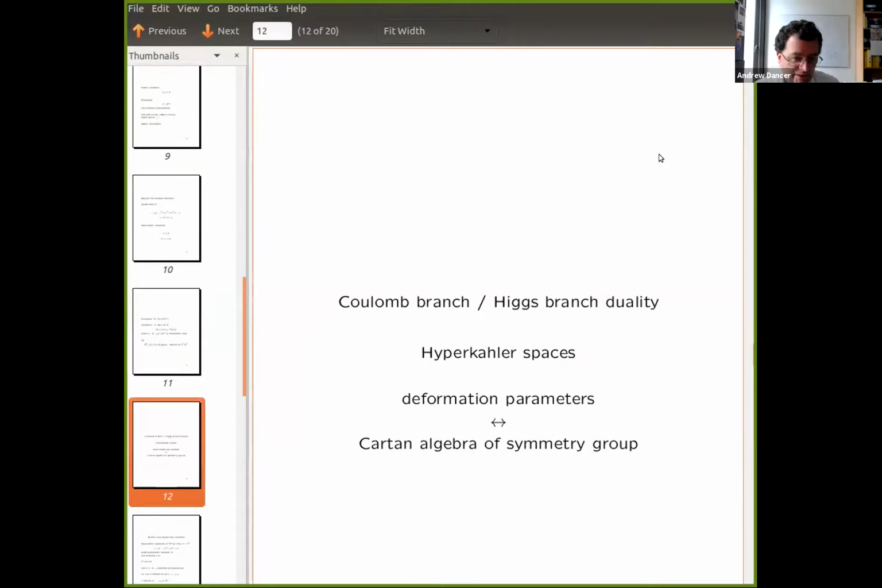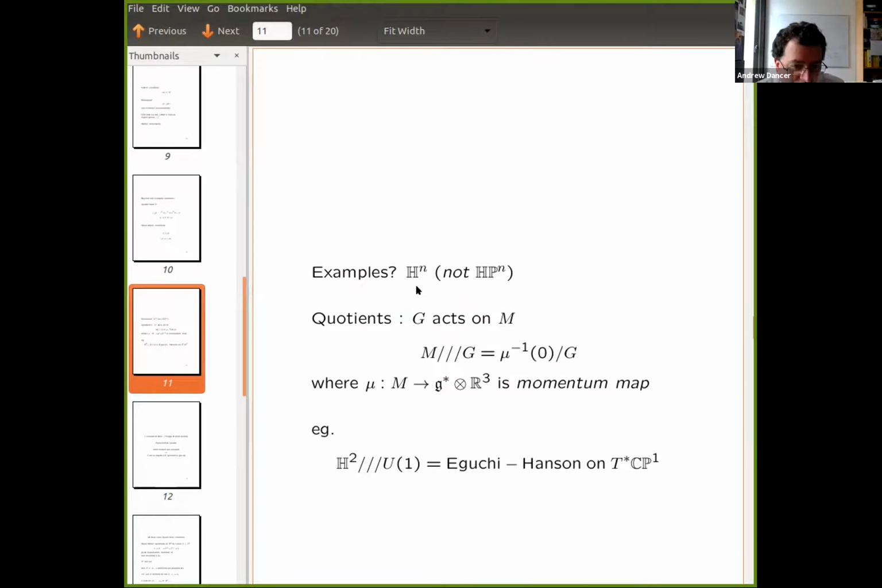And the power of this method is that you can start off now with a very simple space like flat H^n, but then when we take the Hyperkahler quotient, we can get something non-trivial. In particular, a simple example is if we take H^2 by a circle action, then we get the Eguchi-Hanson metric, one of the first non-trivial Hyperkahler metrics to be discovered, living on the cotangent bundle of CP^1. So that's the point about the Hyperkahler quotient construction: you can start off with something very simple, but you get very non-trivial Hyperkahler spaces out of it.